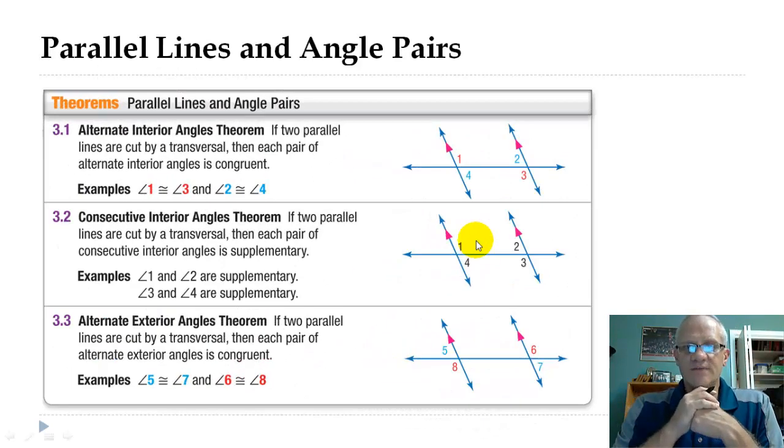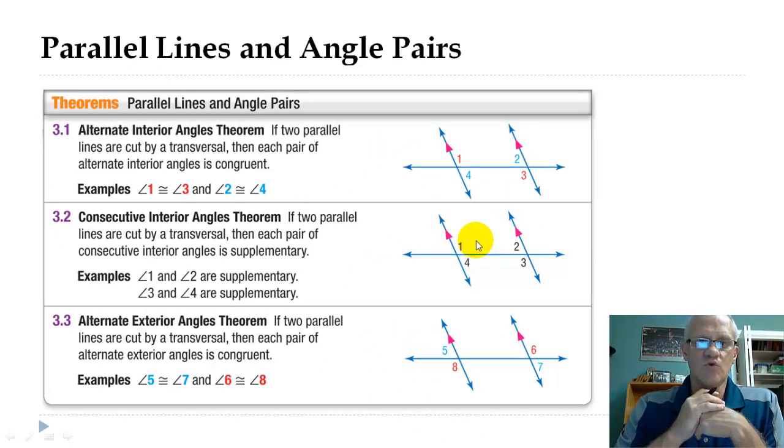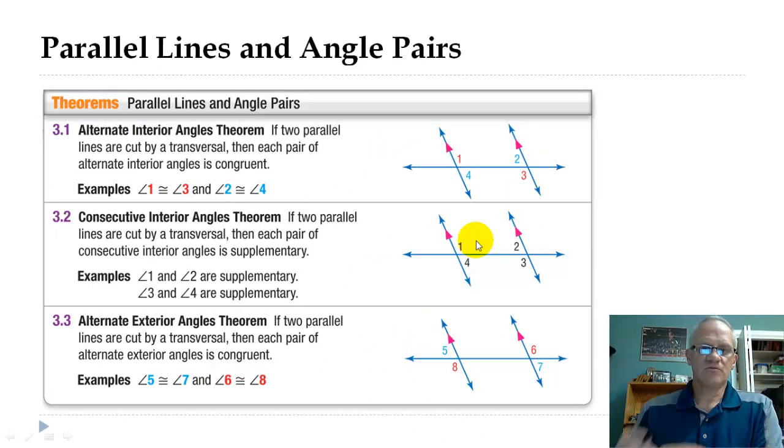Okay, as you can imagine, there's a few more things here. Remember all those different angle pairs that we had? There's some special things about those as well. So first of all, the alternate interior angles theorem. Remember what alternate interior angles were? They both had to be interior, and alternate is like on the opposite side of the transversal. So 1 and 3, 2 and 4. Guess what? Alternate interior angles are congruent. Okay, that's good to know.